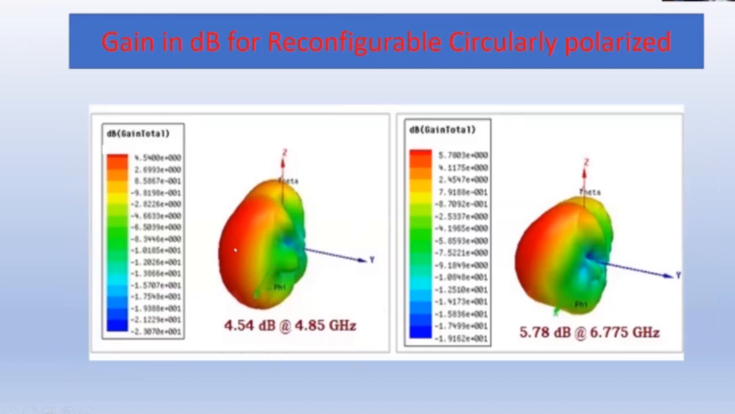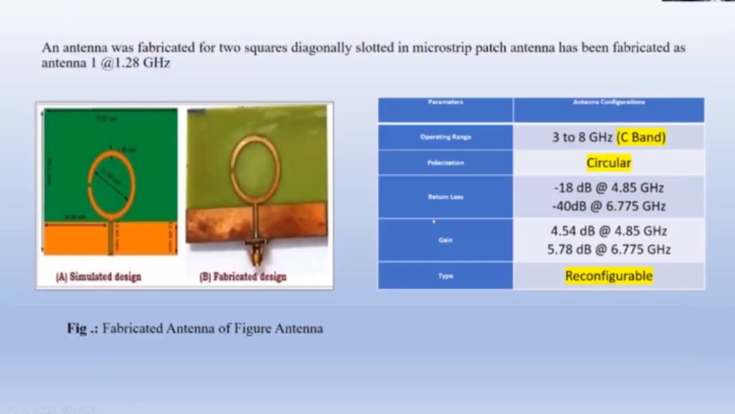This is the gain result, which is showing 4.54 dB gain at 4.85 gigahertz frequency, and 5.79 dB gain at 6.775 gigahertz, which is very good gain. And from these results, I am getting a wider bandwidth of nearly 100 megahertz. So my fabricated antenna is operating in C band from 3 to 8 gigahertz, and from 3 to 8 gigahertz it is showing circular polarization.